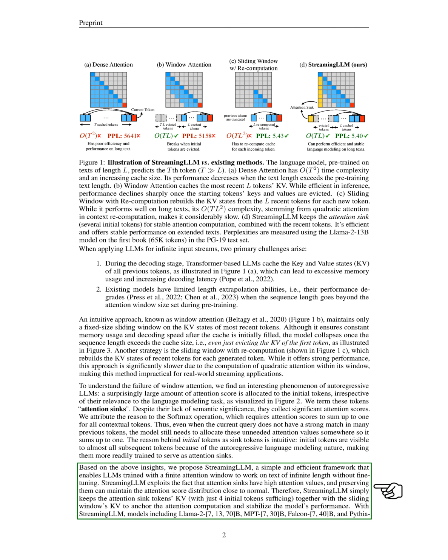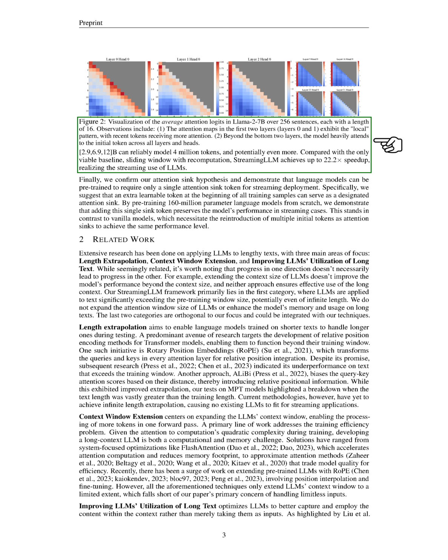Based on these insights, we propose StreamingLLM, a simple and efficient framework that enables LLMs trained with a finite attention window to work on text of infinite length without fine-tuning. StreamingLLM takes advantage of the fact that attention sinks have high attention values, and preserving them can maintain the attention score distribution close to normal. Therefore, StreamingLLM simply keeps the attention sink tokens' KV, with just 4 initial tokens sufficing, together with the sliding window's KV to anchor the attention computation and stabilize the model's performance.